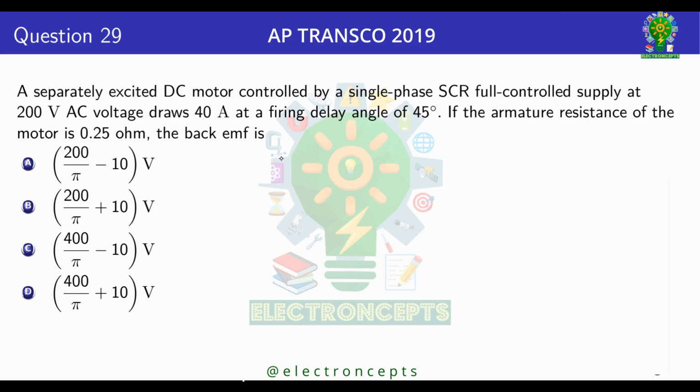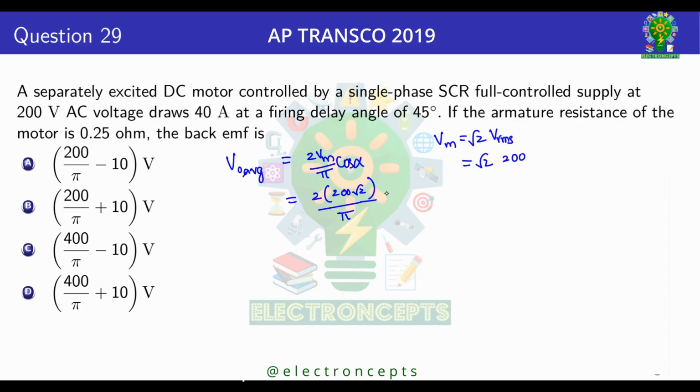Therefore, for a single phase fully controlled converter connected to an RL load, average output voltage V0 average is equal to 2 Vm by pi cos alpha, and we know that Vm is equal to root 2 into V RMS, which is equal to root 2 into 200. Substituting in this formula, we get 2 into 200 root 2 divided by pi into cos 45 degrees, which is equal to 400 root 2 by pi. And cos 45 is 1 by root 2. Cancelling the common terms, we get V0 average is equal to 400 by pi volts.